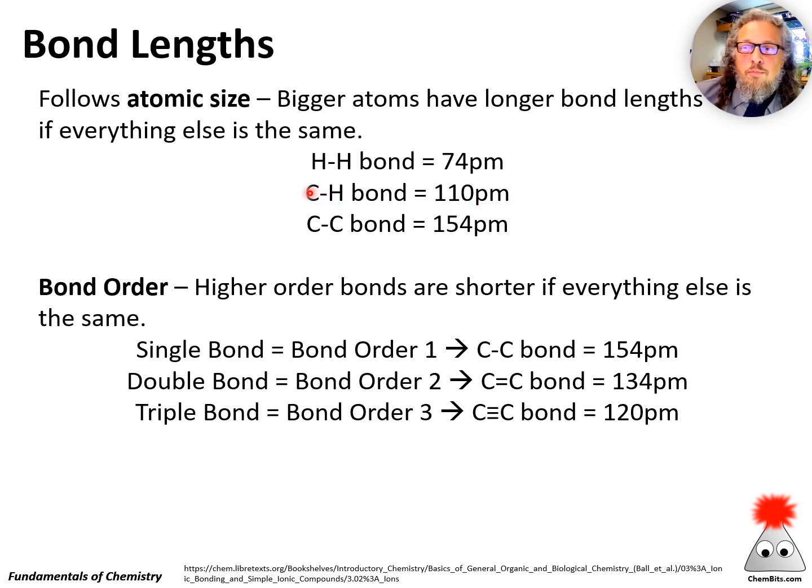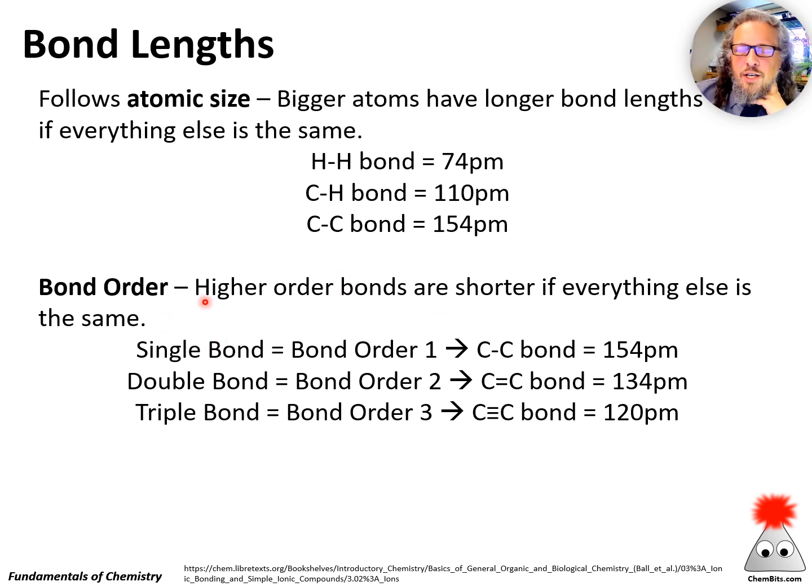And if I go from CH to CC, now it's lengthened all the way out to about 154 picometers. So bigger atoms make bigger bonds. That's probably not terribly surprising. The other thing that we looked at a little bit is what about some of those multiple bonds? Multiple bonds, you can think about bonds almost like little rubber bands holding these atoms together. The more rubber bands we have, the shorter the bond gets.